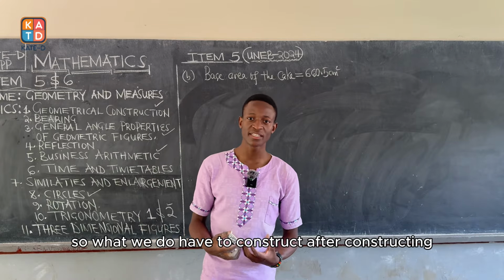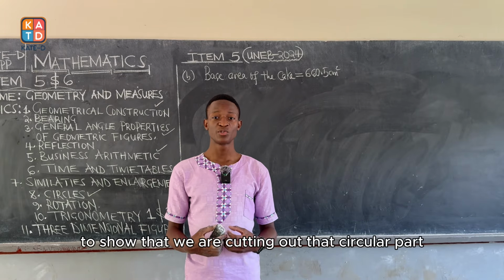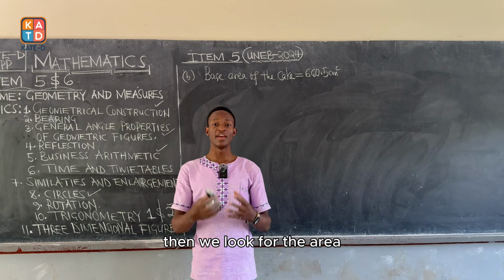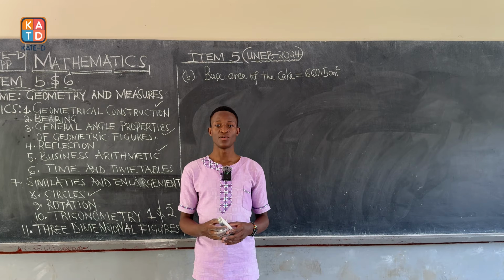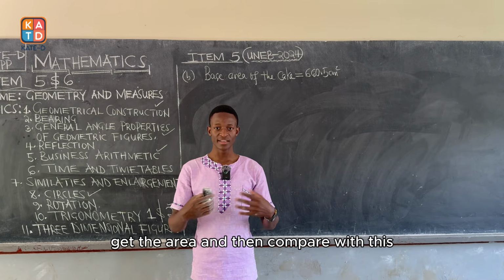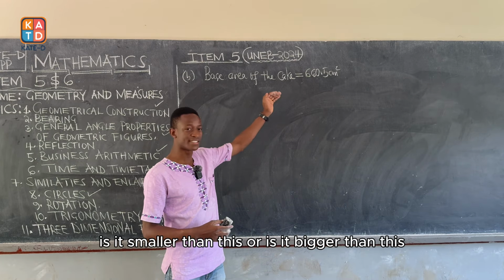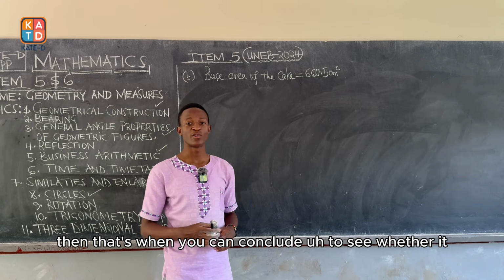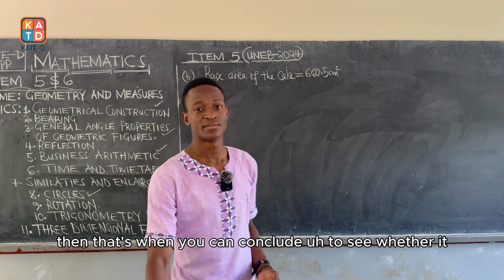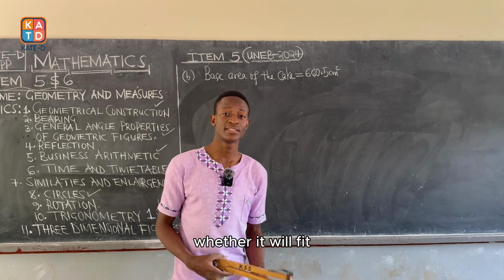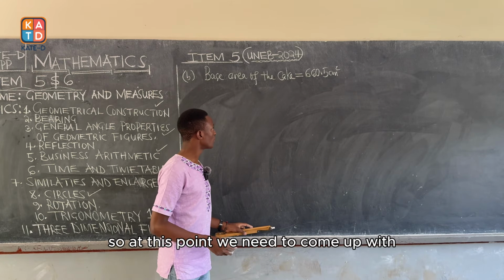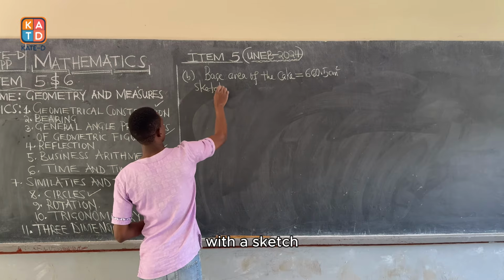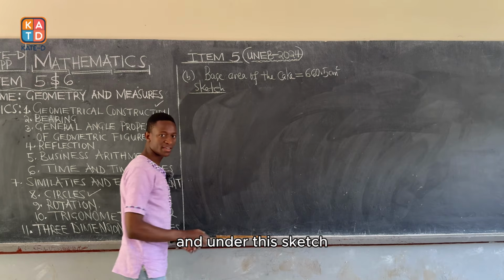After constructing, we inscribe to show that we are cutting out that circular part. Then we look for the area of that circular tray, get the area, and then compare it with this. Is it smaller than this or is it bigger than this? Then that's when you can conclude whether it will fit.